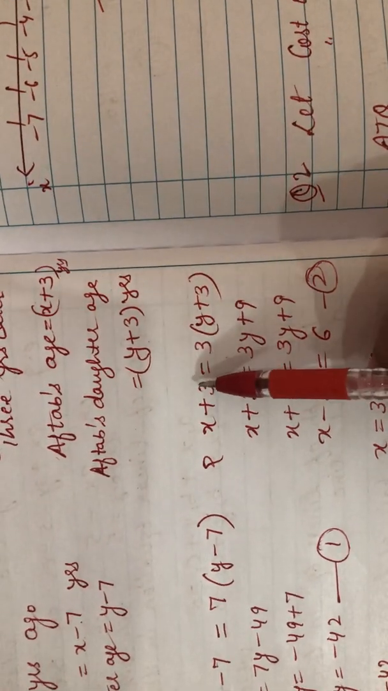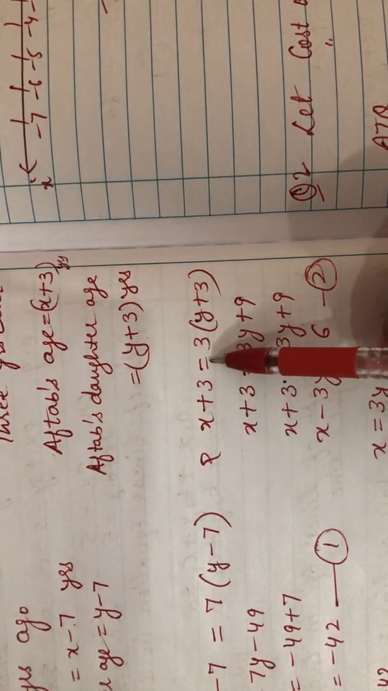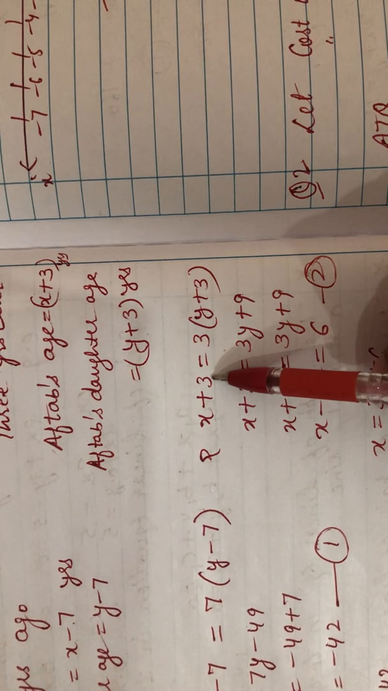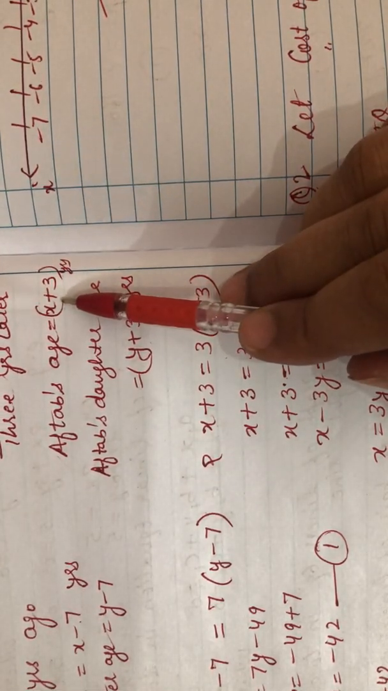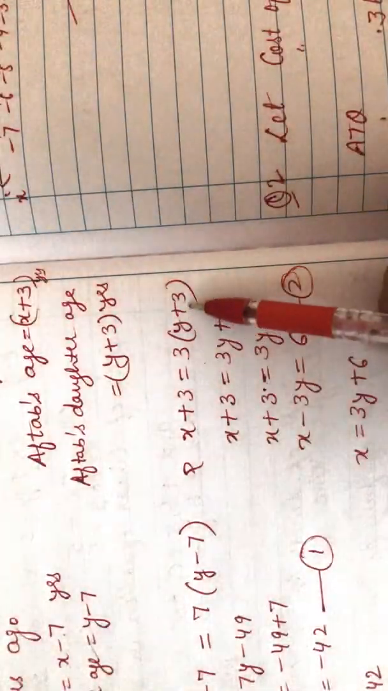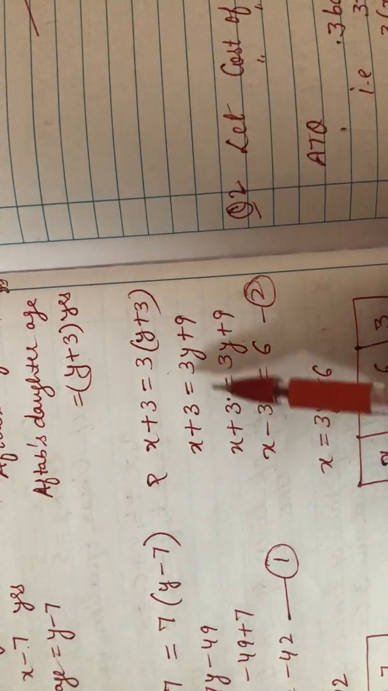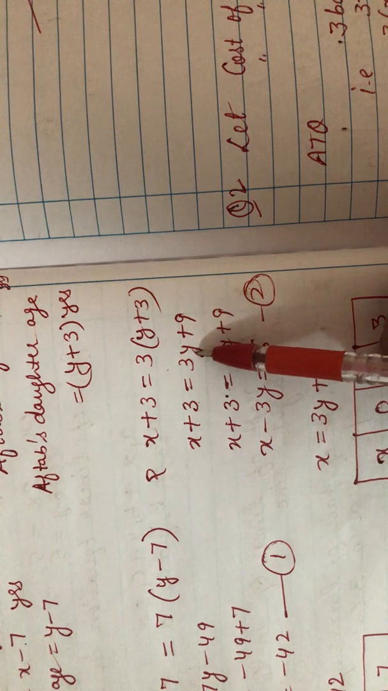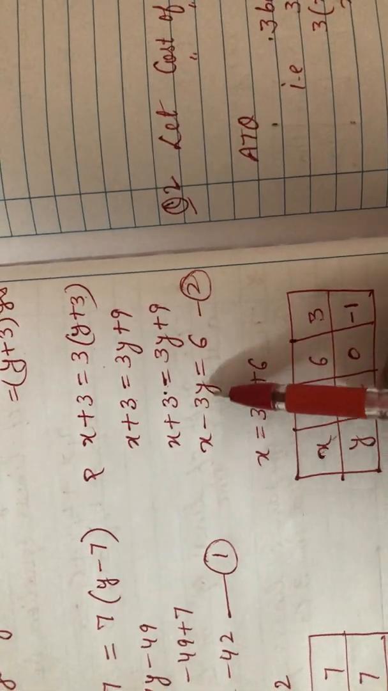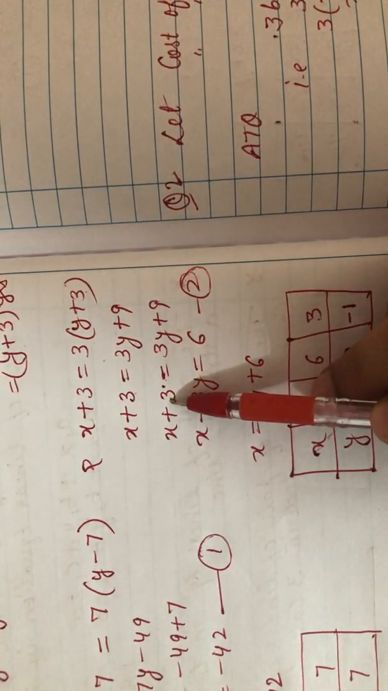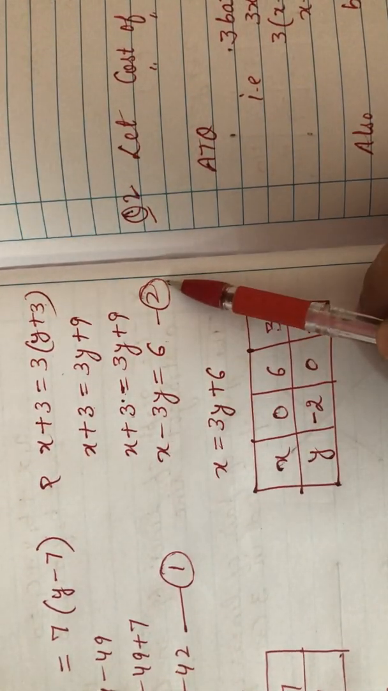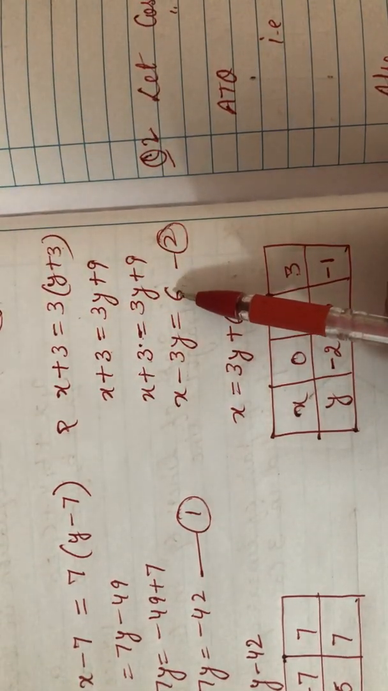And the second condition is Aftab's age 3 years later will be equal to 3 times his daughter's age 3 years later. So it will be x plus 3, that is Aftab's age after 3 years. We know Aftab's age after 3 years is x plus 3, equal to 3 times his daughter's age after 3 years, that is y plus 3. Right? So we get x plus 3 is equal to 3y plus 9. Then 3 will be transposed, we get x minus 3y, this 3y will come here on the left side transposed. x minus 3y equal to 6. So this is the second equation. Now we have represented the situation algebraically.